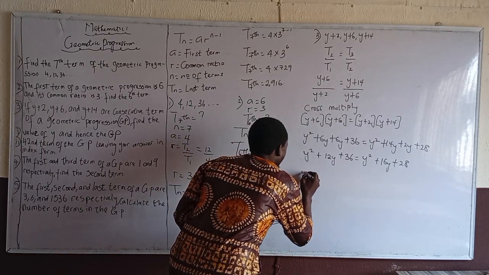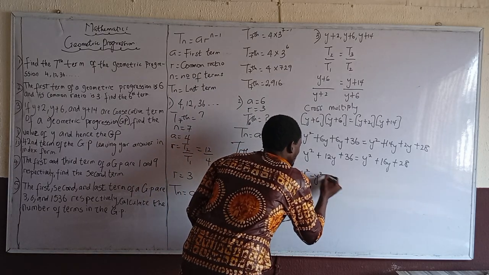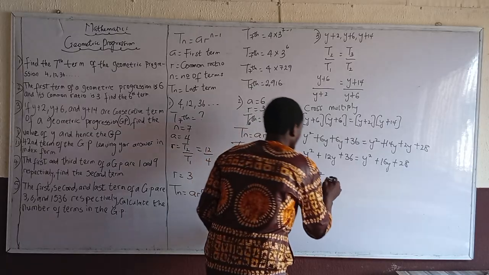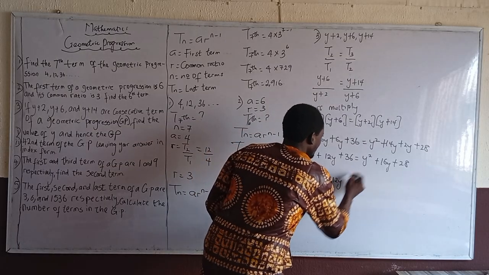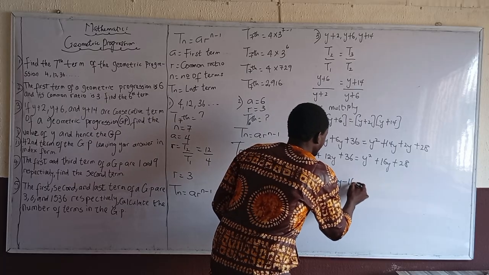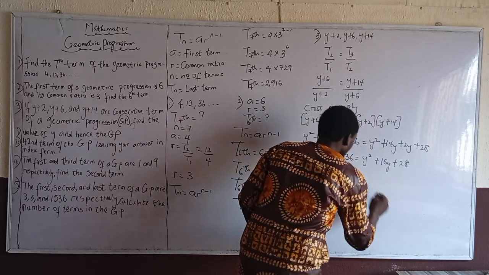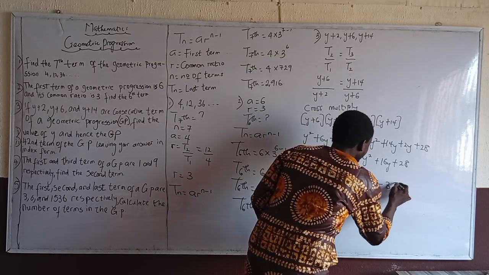So here it becomes y squared minus y squared. I'm bringing this here. Then plus 12y, bring this in, minus 16y equals 28 minus 36.